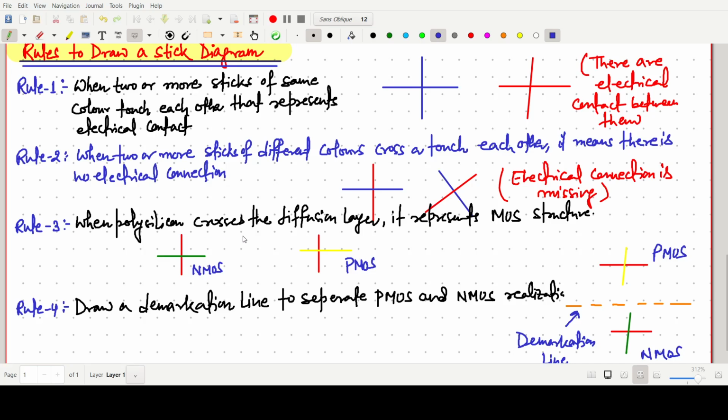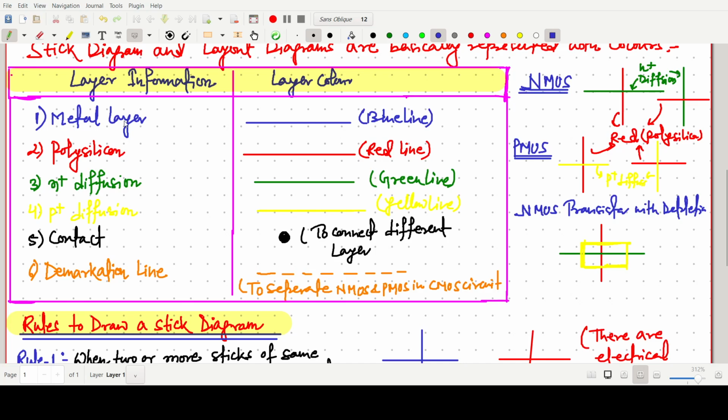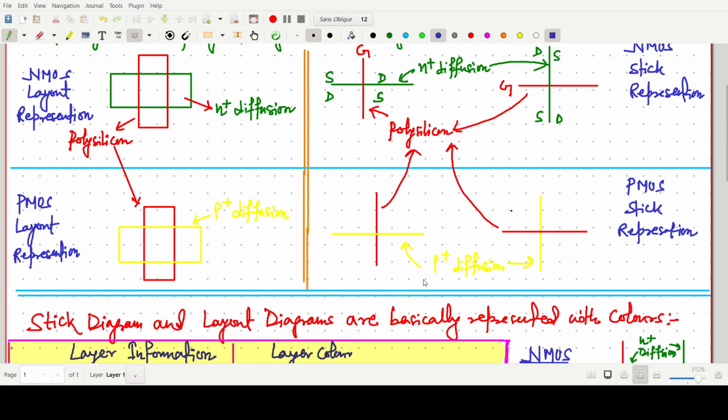When polysilicon crosses N plus diffusion or P plus diffusion, it represents NMOS or PMOS depending upon the color. For green, N plus diffusion; yellow, P plus diffusion. And a demarcation line we have to draw to separate PMOS and NMOS. So this one is one example. These are the four rules, and these are the different layer information with their colors: metal blue, polysilicon red, N plus diffusion green, P plus diffusion yellow, contact dot, and the demarcation line this. So this is some basic thing.